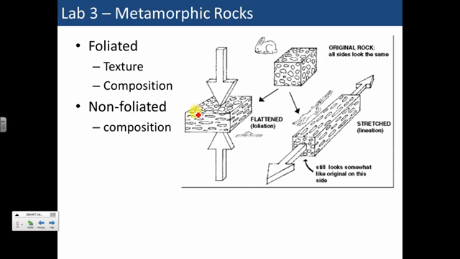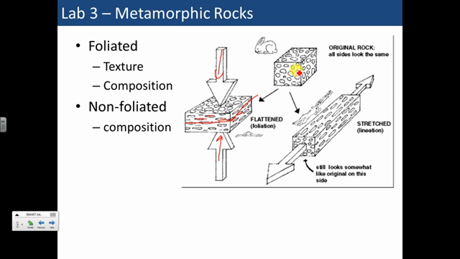A foliation is an alignment of minerals in a rock. As stresses, shown by these vectors here, are applied to a rock, especially when it's under higher degrees of temperature, we'll find that minerals will grow in alignment with one another in response to subjecting the rock to stress. This particular alignment shown here is called a metamorphic foliation.